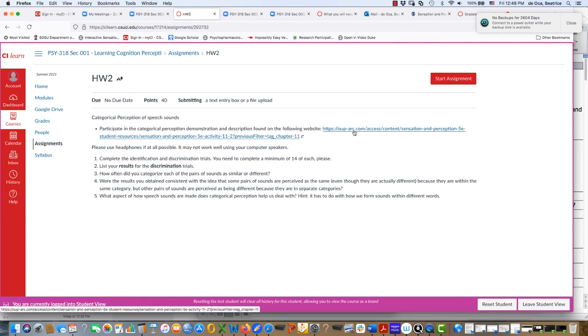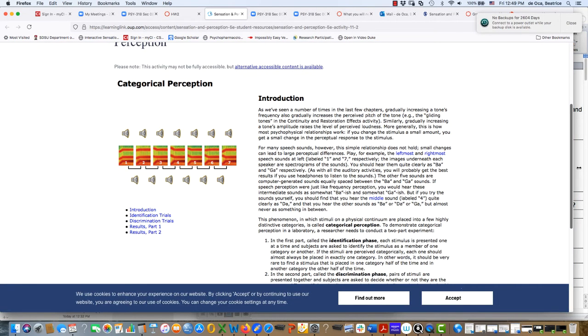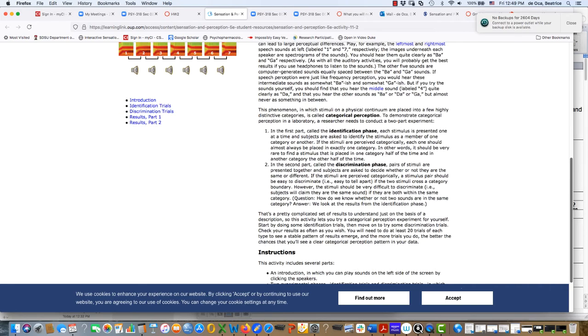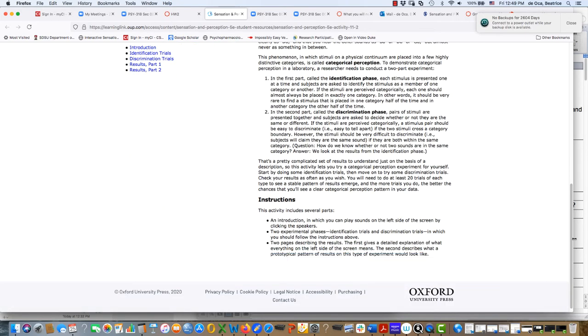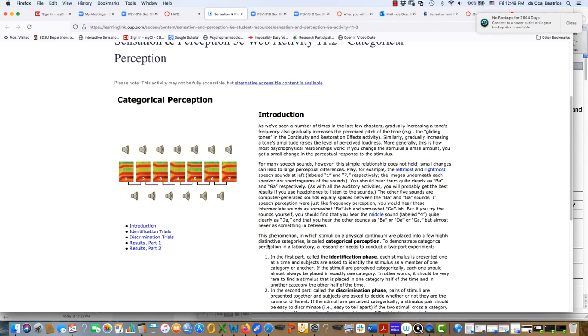So let's take a look at how to complete homework number 2. It's about categorical perception of speech sound. So we're just going to go to the link. And as we scroll through here, we can see that there are different steps that we're going to be going through. So we start off here with the introduction.